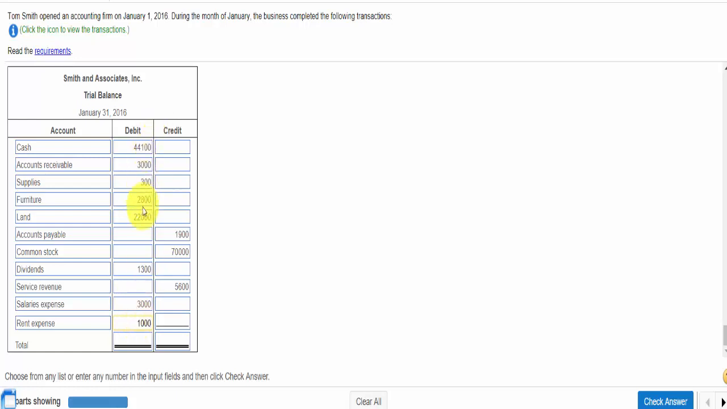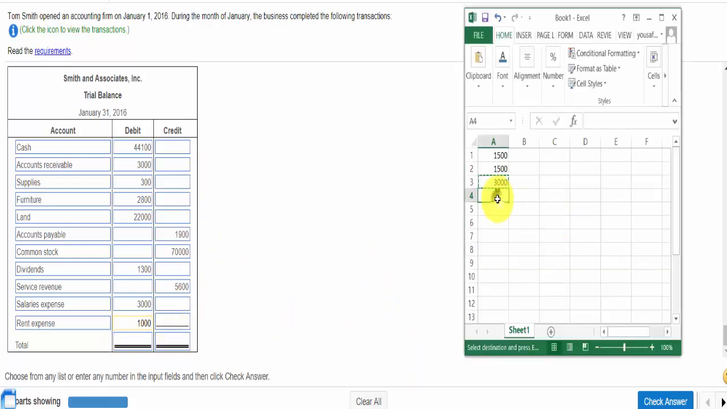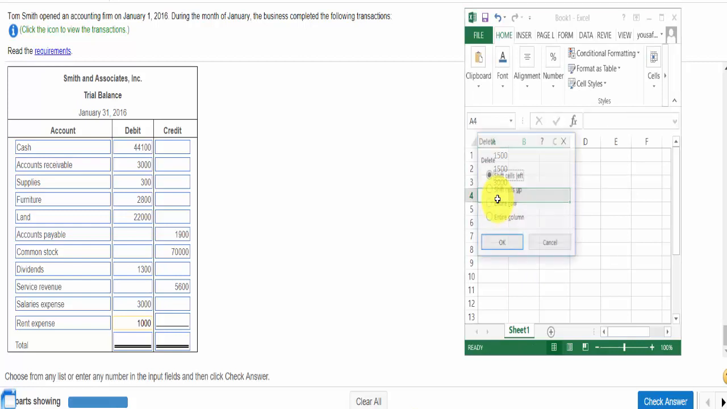Here we will calculate the debit and credit totals of the trial balance. If the total amounts are equal, then our trial balance is correct. If they are not equal, then there is a mistake.